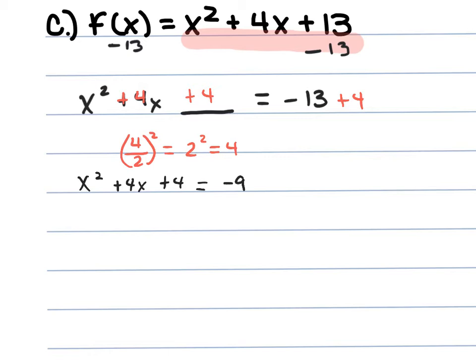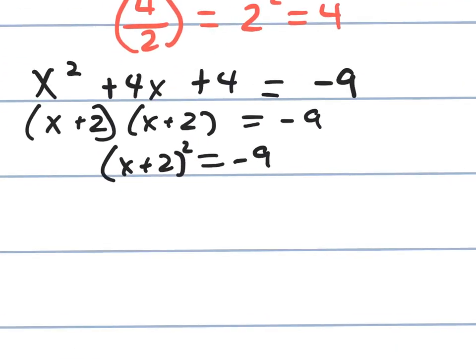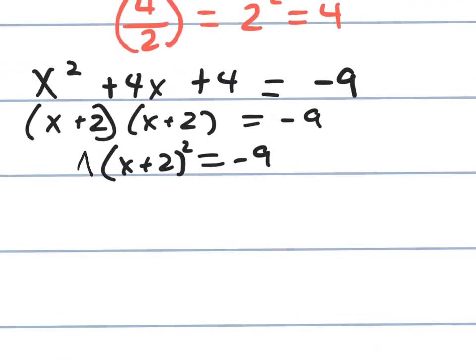And then if you factor, it's x plus 2 squared. x plus 2 times x plus 2 is equal to negative 9, which is x plus 2 squared is equal to negative 9. Then you square root it. Okay, we'll do the square root of both sides. And since we introduced the square root, we got to make sure to go x plus 2 is equal to plus or minus the square root of negative 9.